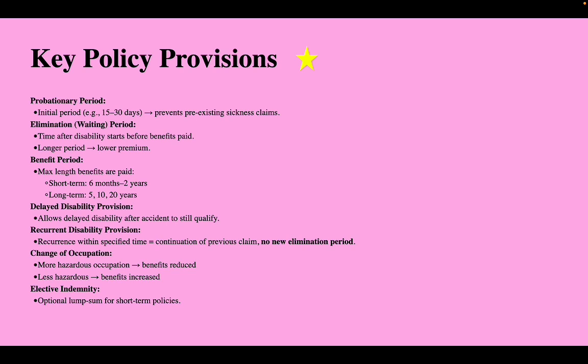Delayed disability provisions allow benefits if a disability occurs some time after an accident, while recurrent disability provisions permit continuation of benefits if the disability returns within a specified timeframe without starting a new elimination period. Policies may adjust benefits if the insured changes occupations, reducing benefits for more hazardous jobs and increasing for less hazardous work. Some short-term policies offer elective indemnity, providing an optional lump sum benefit.